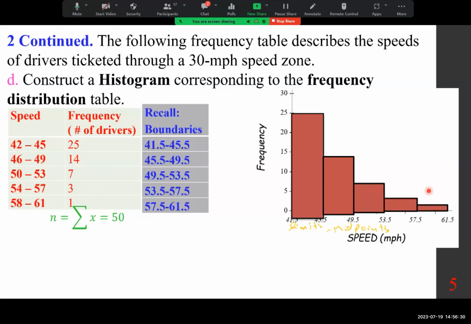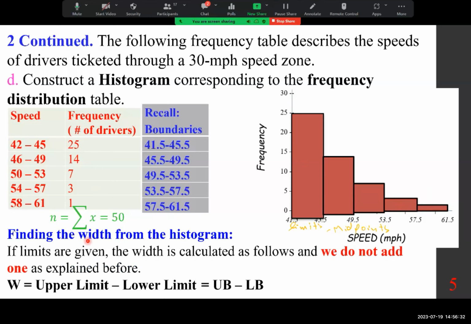What I want to add is this. In order to find the width from the histogram, if limits are given, the width is calculated as follows, and we do not add 1 as explained before. Upper limit minus lower limit, or UB minus LB, the upper boundary minus lower boundary. If you recall, when we have the frequency distribution table, we say 45 minus 42 plus 1. That's not the way it works if they happen to give you the histogram in the exam.